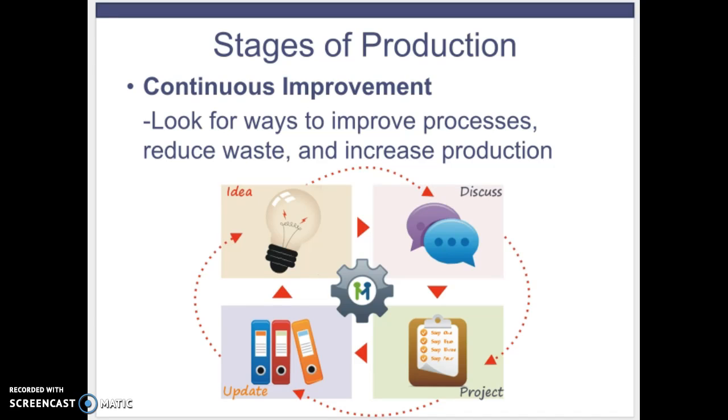The next stage of production is continuous improvement. Continuous improvement, too, is done at every stage. All employees need to be engaged in improving the process, reducing waste, and increasing productivity. This might be as simple as a packaging change or as complex as designing a new piece of equipment. Continuous improvement will be discussed again in the quality module.